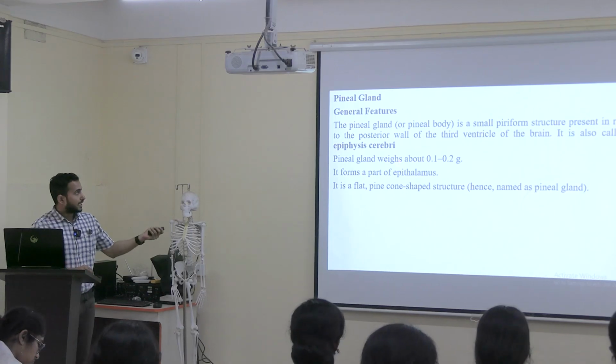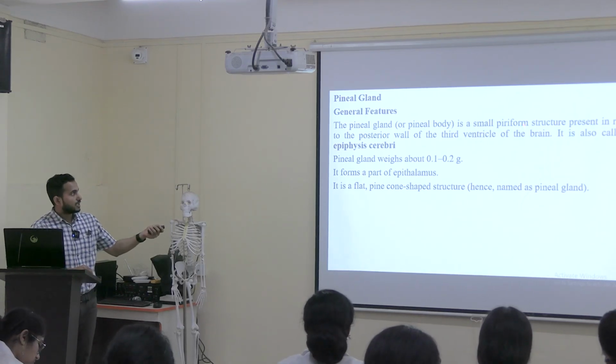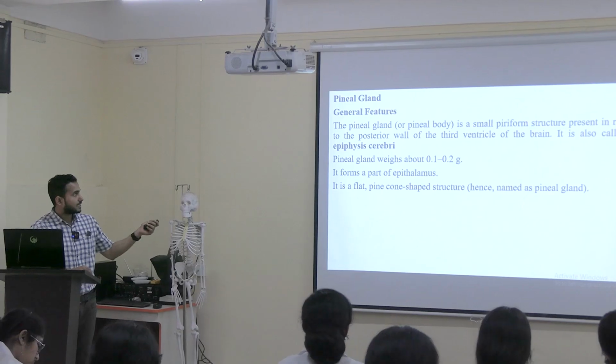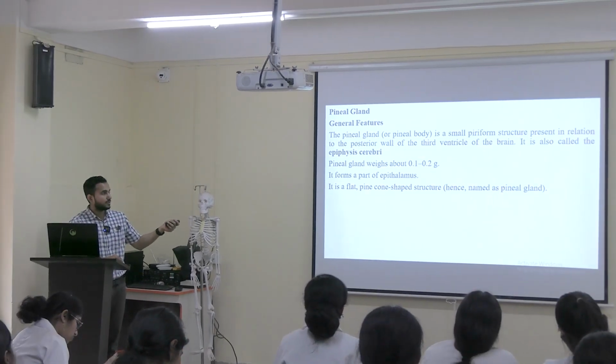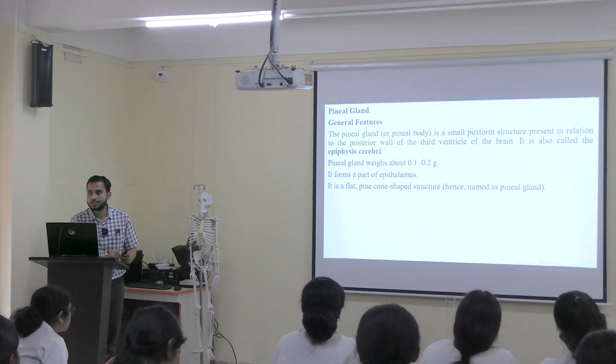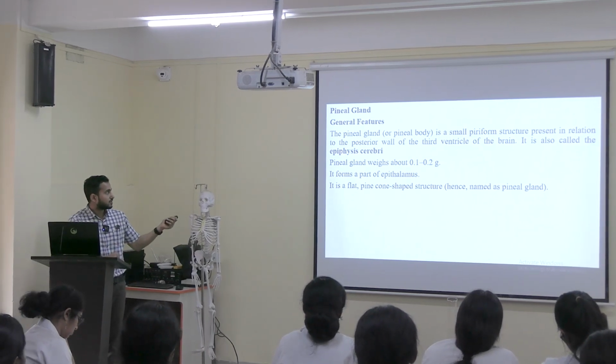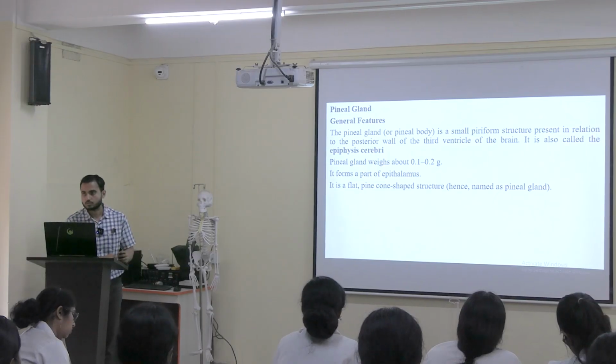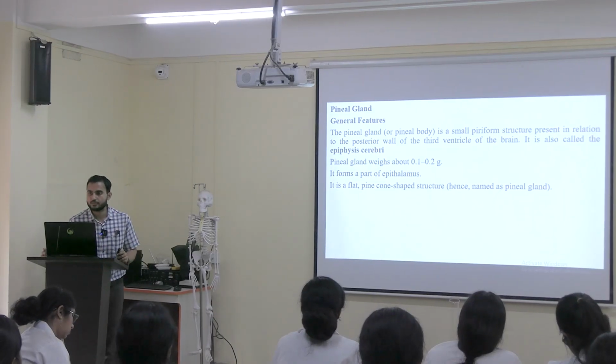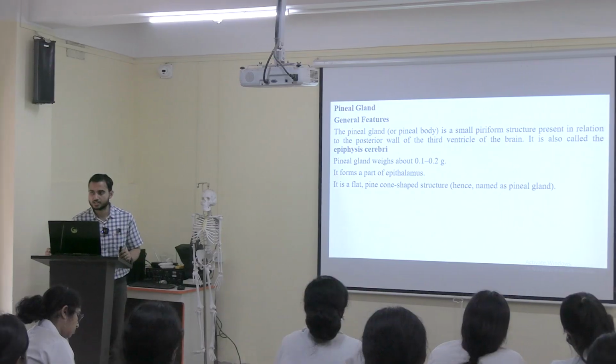Okay, so the pineal gland, also called the pineal body, is a pyriform structure present in relation to the posterior wall of the third ventricle. So this is also related to the third ventricle, the posterior wall of the third ventricle. Okay, and it is called the Epiphysis cerebri. The previous one was called the Hypophysis cerebri. This is called the Epiphysis cerebri.